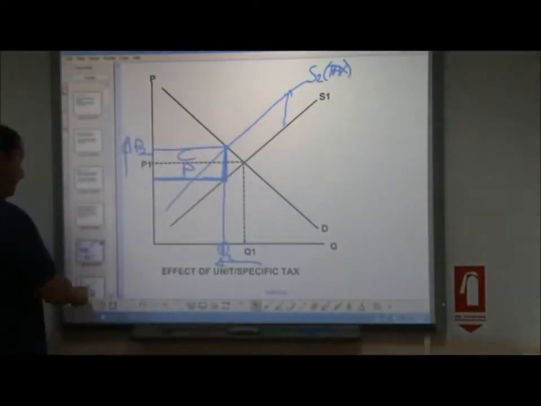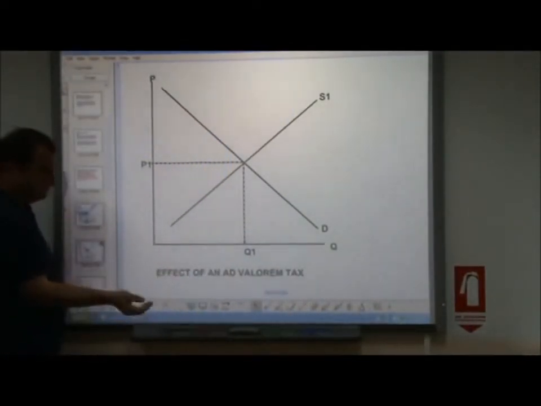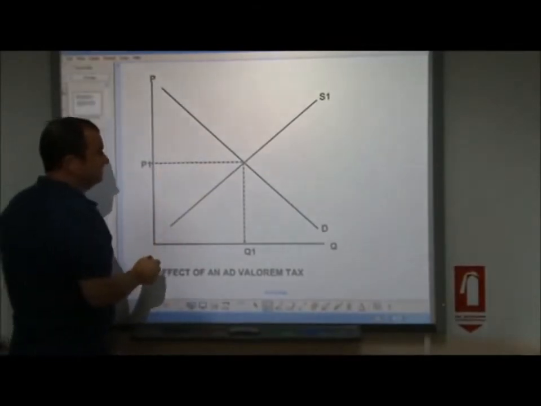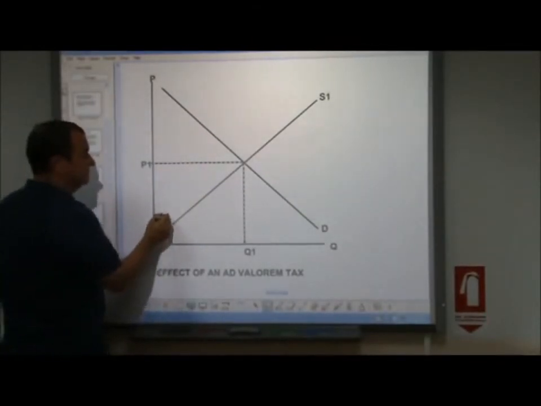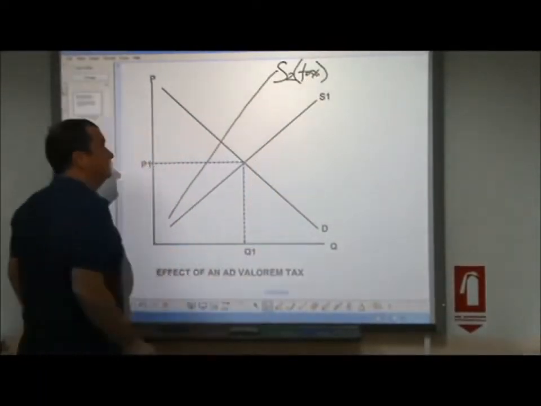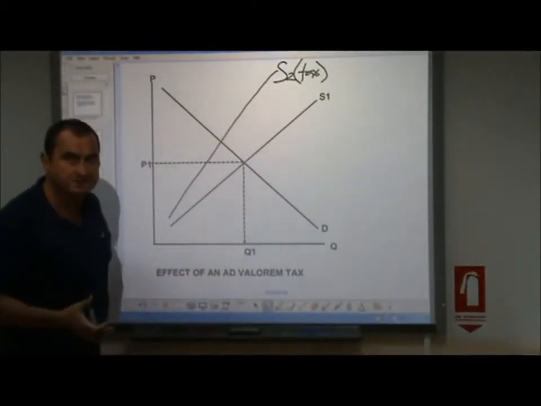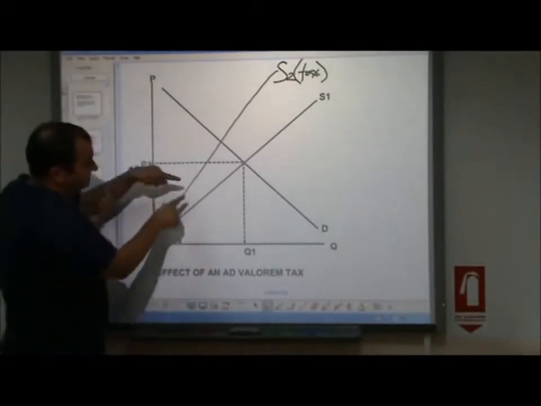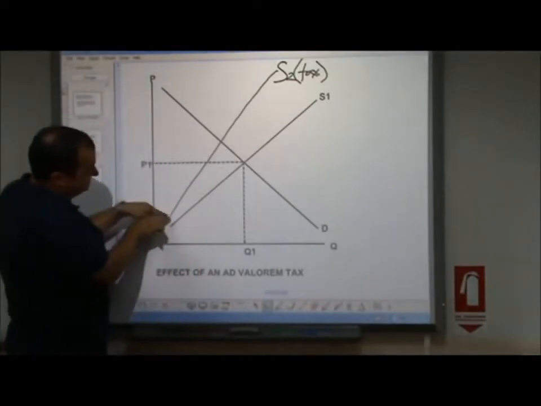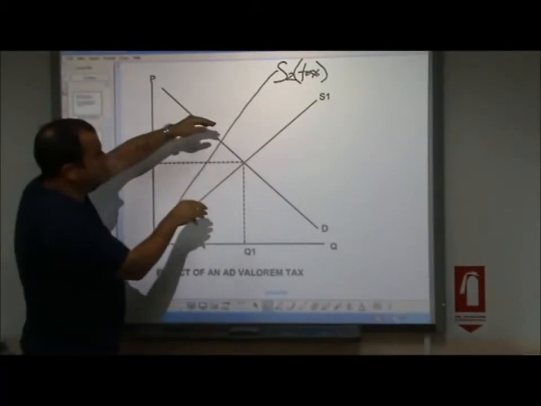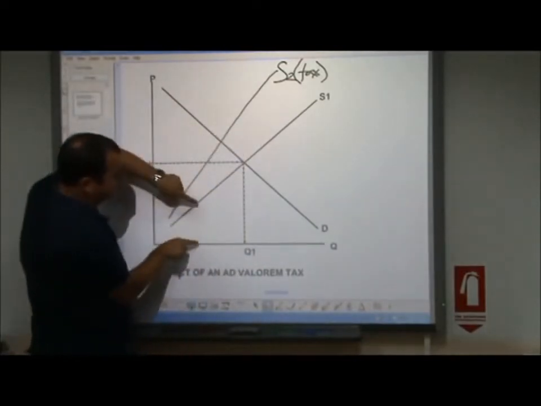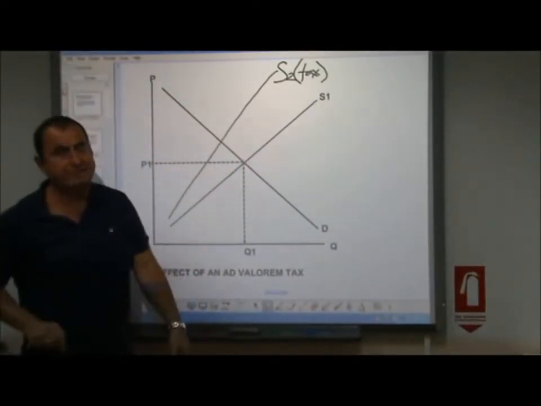Let's progress and look at an ad valorem tax. Now, the effect of an ad valorem tax. An ad valorem tax does not lead to a parallel shift in the supply curve, but a non-parallel shift in the supply curve. S2 is a non-parallel shift of the supply curve, as you can see. The reason is that the vertical distance is still the tax, but the vertical distance grows as the price grows. At lower prices, the tax is smaller. At higher prices, the tax is more. But the proportional ratio between tax and price remains the same. That's an ad valorem tax.